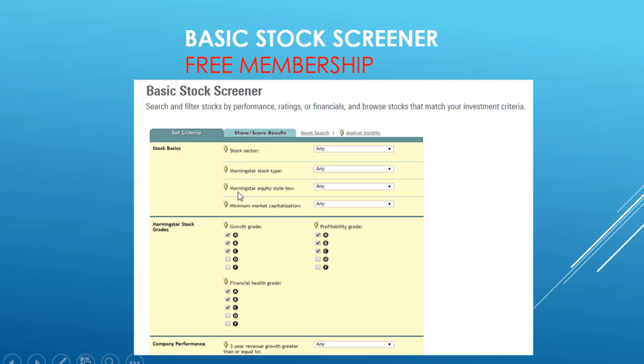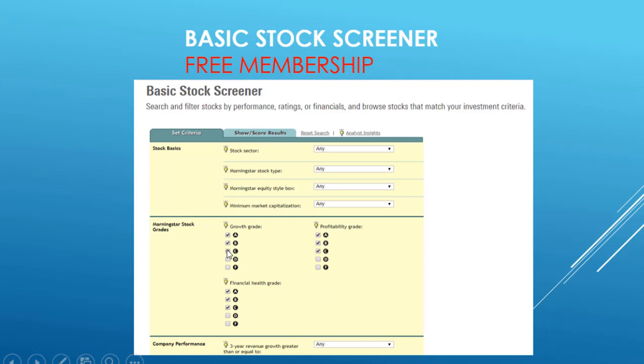I see that I can choose stock sector, Morningstar type sector, Morningstar equity style box, and minimum market capitalization. I'm just going to leave that blank for now. If I need to, because I get too many selections coming up, I can go back and refine this. But if you have a particular idea about what sector of the economy you want to invest in, or stock types, you can make those adjustments here.